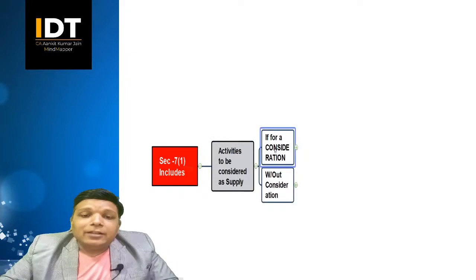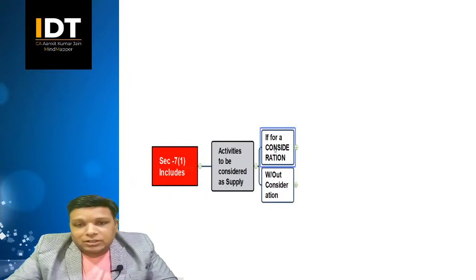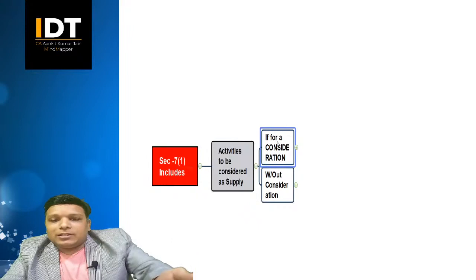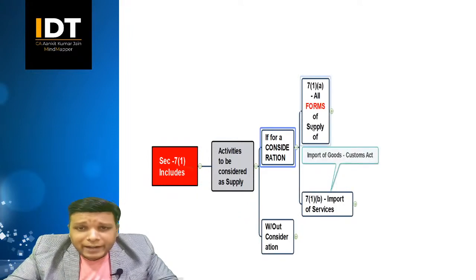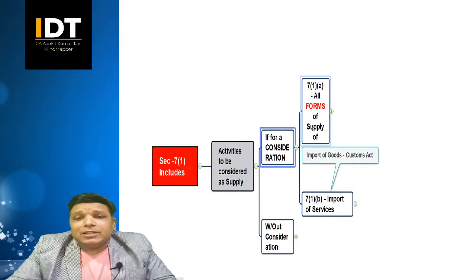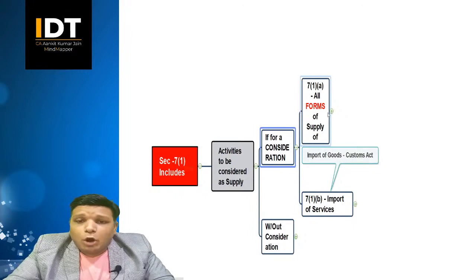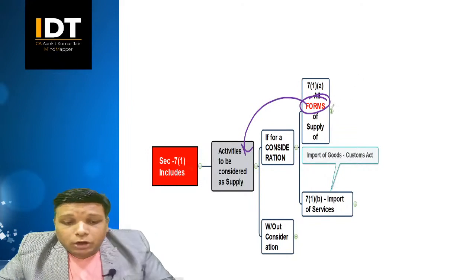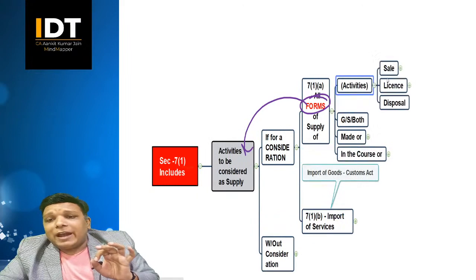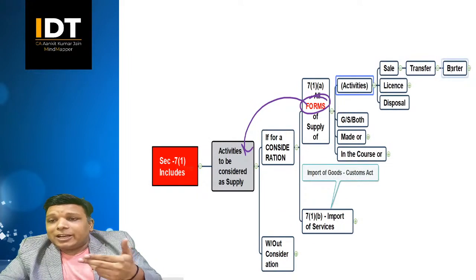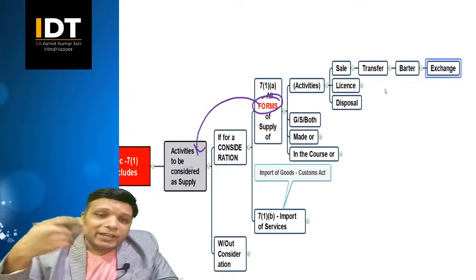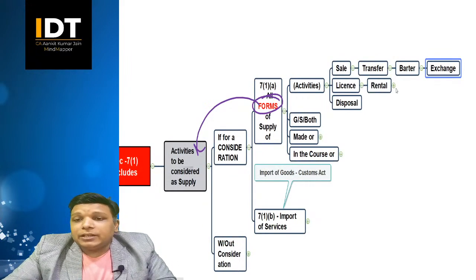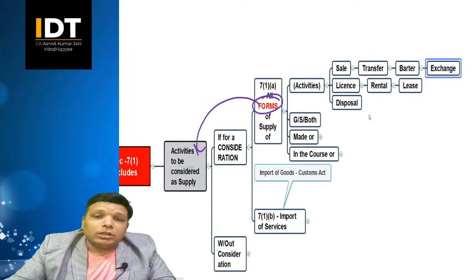Activities to be considered as supply, either it can be for consideration or it can be without consideration. We are revising what we've done in the previous slide, right? So both the things, right? If I'm doing it for a consideration, that means 7.1a, all forms of supply. What does forms mean? Activities. This forms means activities. So activities can be either sale, transfer, barter, or exchange, right? That means I'm selling something, I'm transferring something, I'm bartering something, I'm exchanging something. Or it can be licensing something, renting something, leasing something, or disposal. So all these are activities, correct?